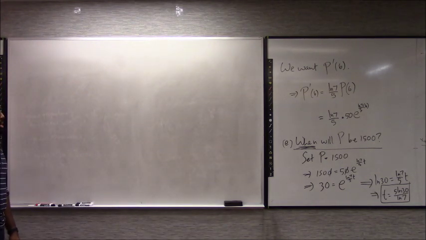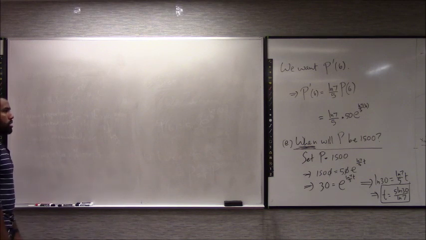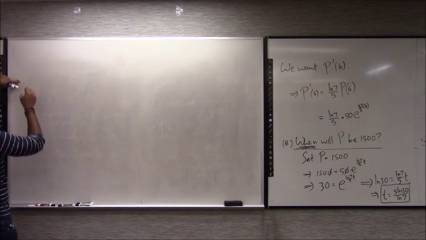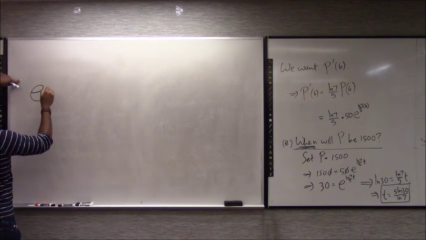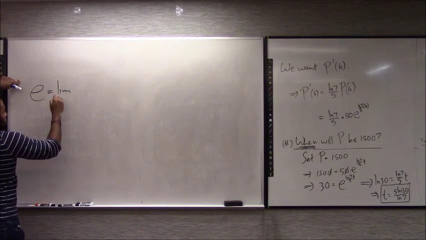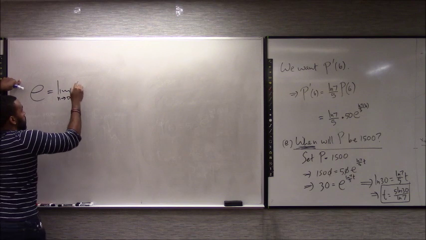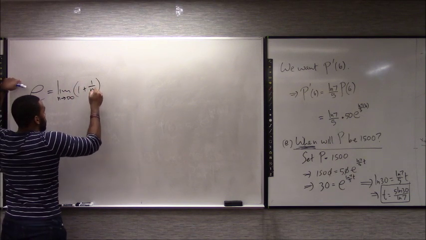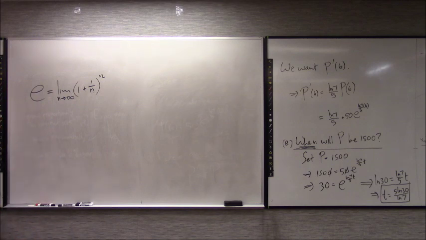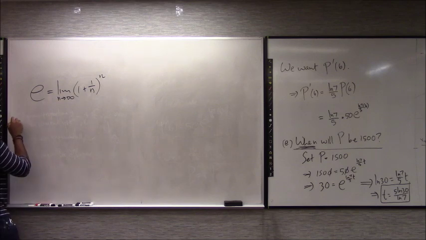Now we've mentioned where e came from. If I haven't mentioned it this semester, I did last semester. So remember that e was the number that we got when we took the limit as n approaches infinity of 1 plus 1 over n to the nth power. And where did that actually come from? Well, Euler was considering the question.